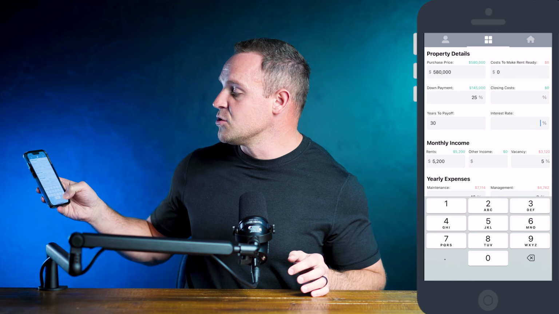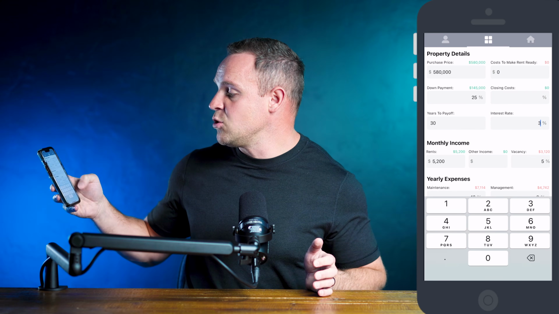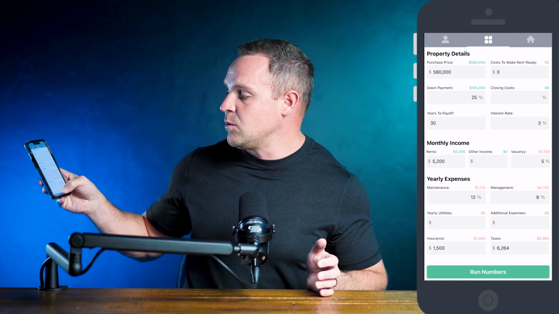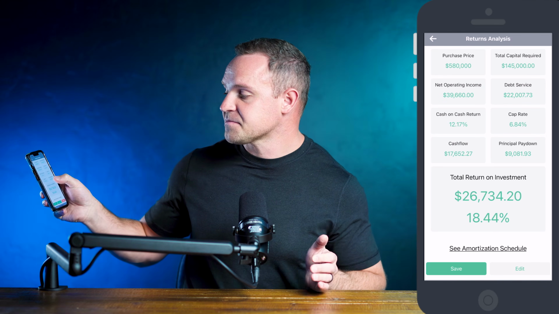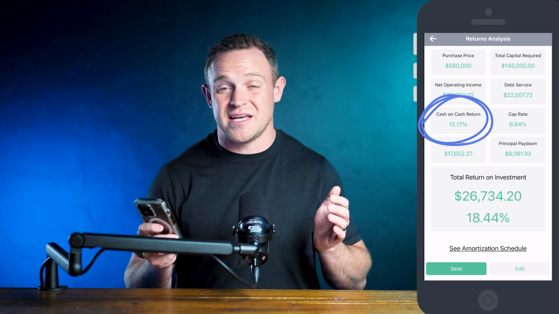That would make it so your closing costs are essentially zero. So we're just going to get rid of that. And then your interest rate would drop to 3%. And again, we can click run the numbers. At this, that puts you at a 12.17% cash on cash return.